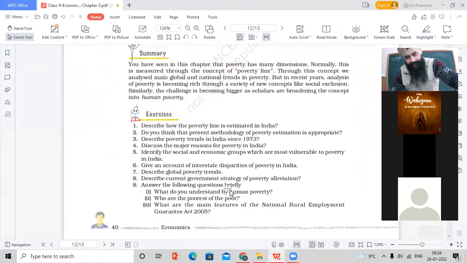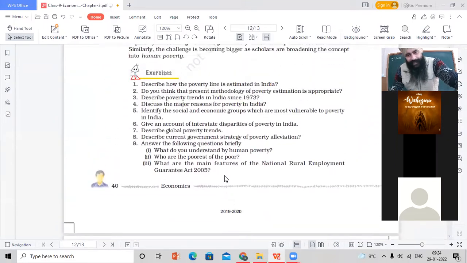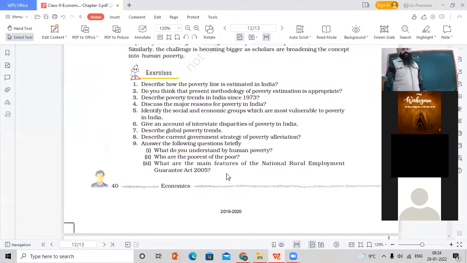Interstate disparities. Presently, Maharashtra has better economic development comparatively than other states, but due to the high growth of population in Maharashtra, such economic development has shown up as lesser comparatively to the existing population.